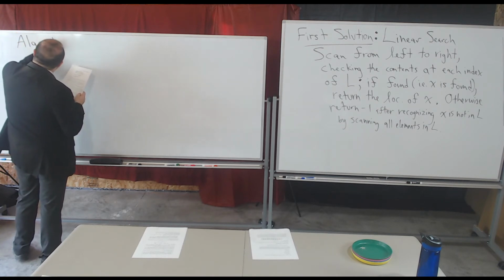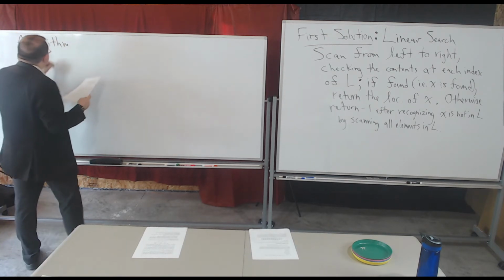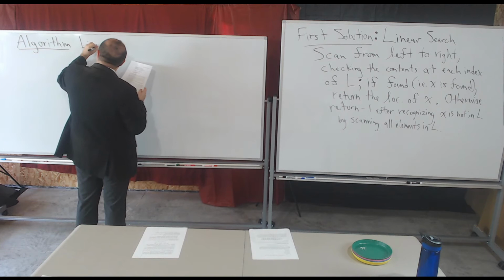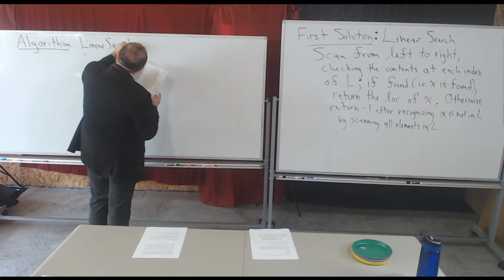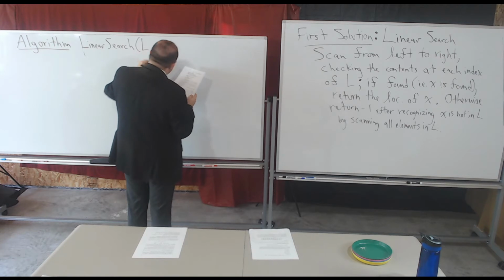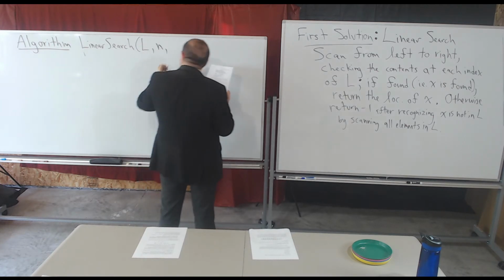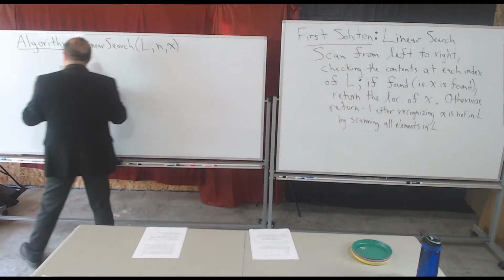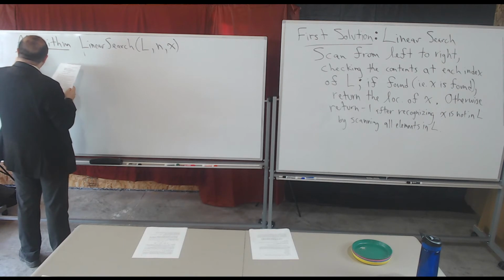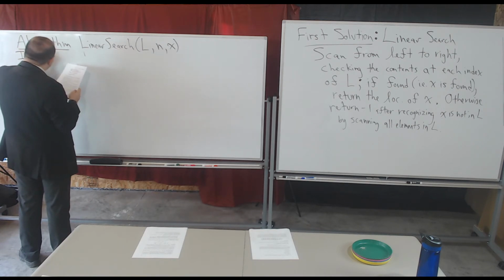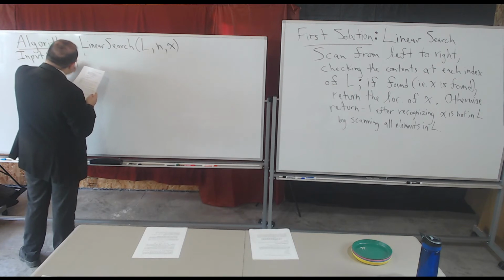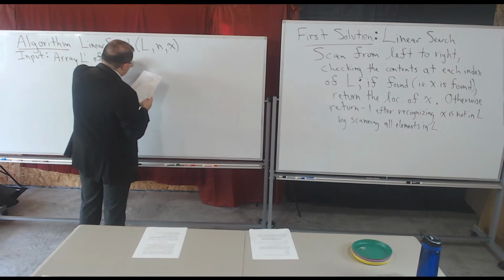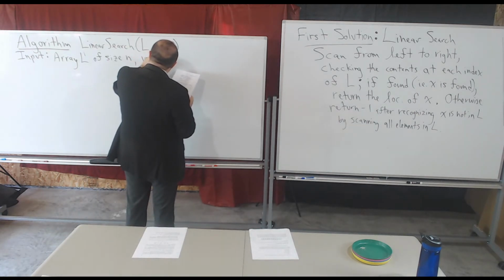So here's pseudocode for linear search. So here's my algorithm. I'm just going to write down what I just said over there. I'm going to call it linear search. This is my name. It's going to take an L, the array, an n, the length of the array, and X, the key or value. So input, I have to always specify what the inputs are for my algorithm. So I have array L of size n, value x.